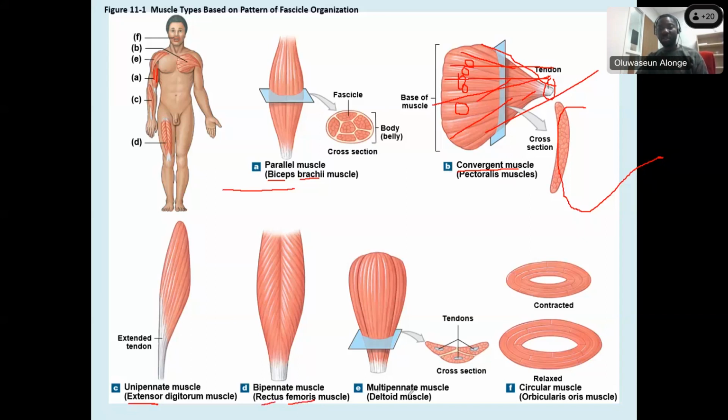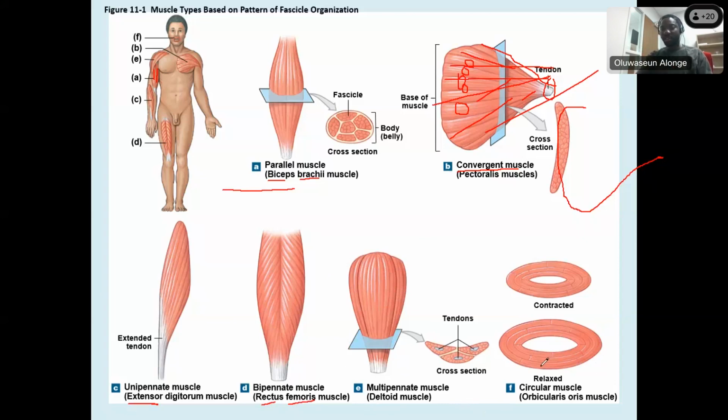Now, multipennate means that it has more than 2. You see, this is unipennate, bipennate, this is multipennate, and you can see this is one, this is another one, this is another one. So it has maybe 8, 9, 10 thereabouts, depending on the arrangement. And you see it in the deltoid muscle, which is the muscle right here.